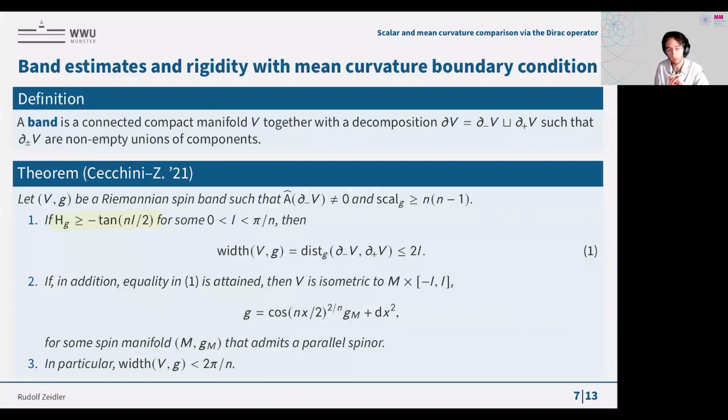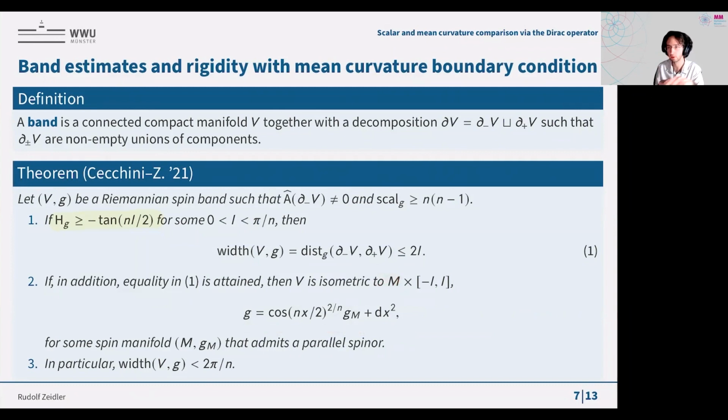And in this way, we also got a rigidity conclusion: if we have equality in this estimate, in addition to the assumption, then the manifold V is already isometric to a warped product of this form, where this is precisely the warping function that I mentioned in the examples a few slides ago, which is precisely the motivating example for this conjecture. And moreover, in this case, the cross section that you get here admits a parallel spinor. So in particular, it must be Ricci flat.